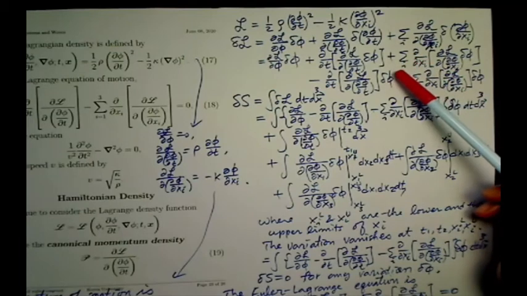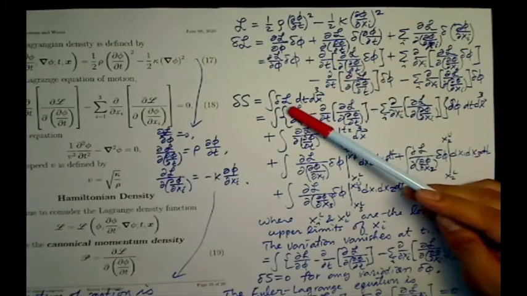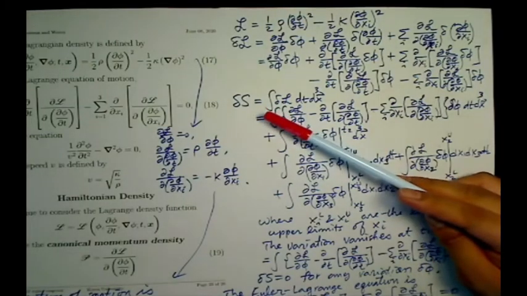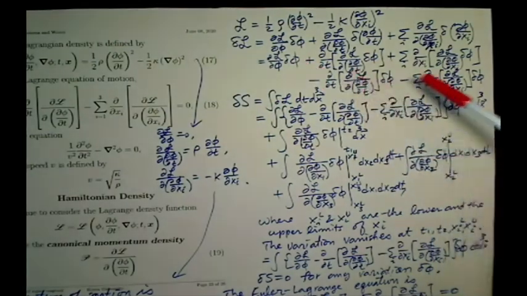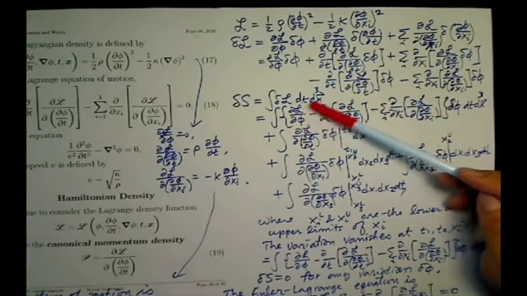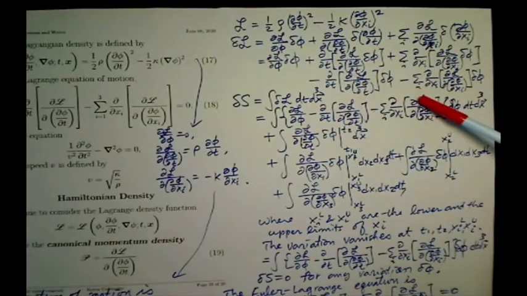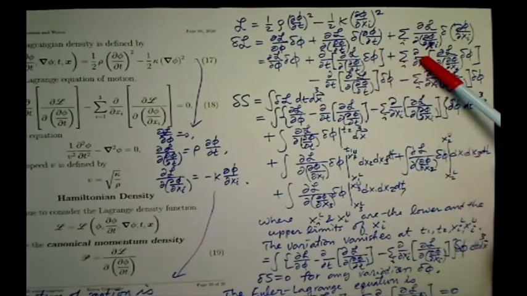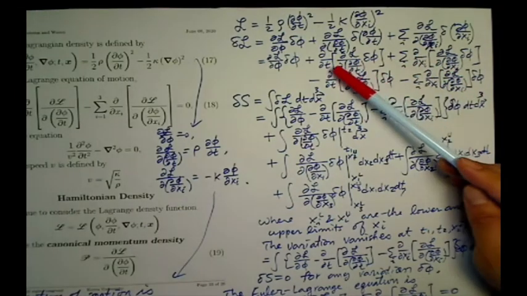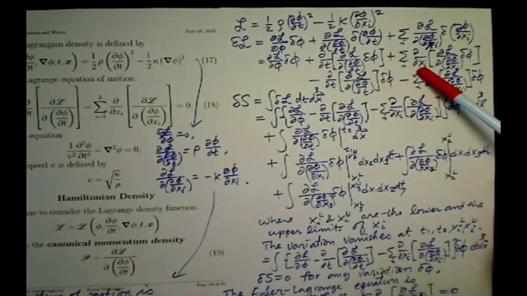Alright, substituting this variation of the Lagrangian into the formula for the variation of the action, these 1, 2, 3 contributions appear in here. And we have 4 components that have the total derivative with respect to time, and total derivative with respect to x, y, and z.